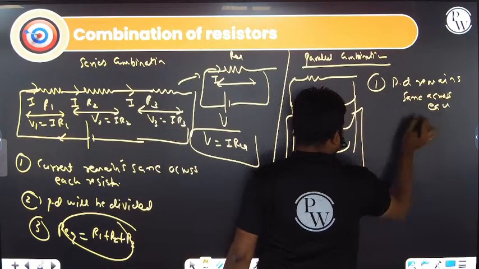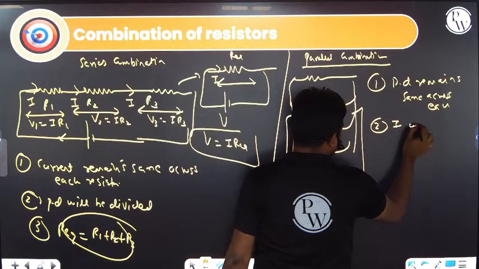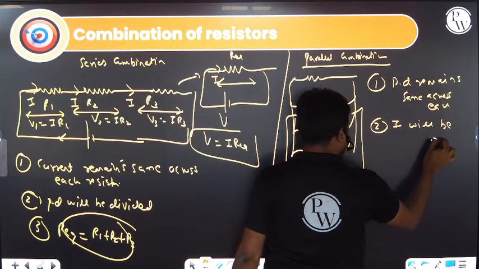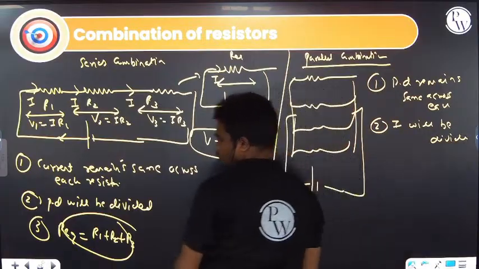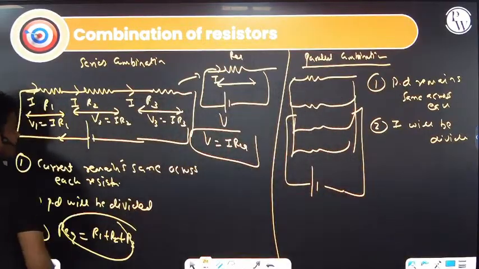Second, the current will be divided. I will be divided as per the value of the resistance. If I is dividing, how will it divide?